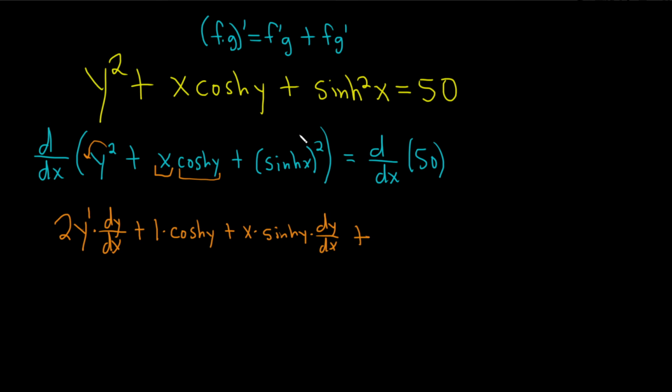Plus, here we use the chain rule again, bring down the 2, so we get 2 times sinh x to the first power, and then times the derivative of the inside. The inside function is sinh, its derivative is cosh. And then on the right-hand side, things get better. 50 is a constant, so its derivative is 0.